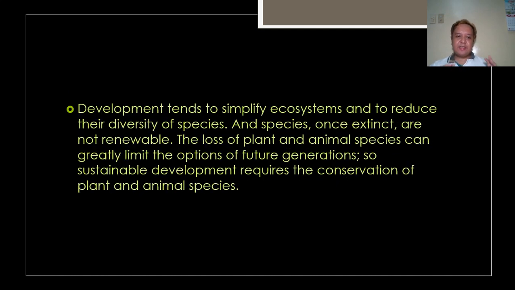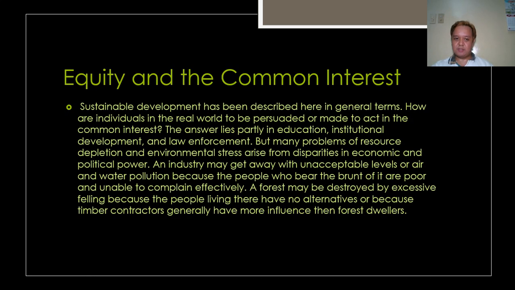So development tends to simplify ecosystems and to reduce their diversity of species. And species once extinct are not renewable. The loss of plant and animal species can greatly limit the options of future generations. So, sustainable development requires the conservation of plant and animal species.